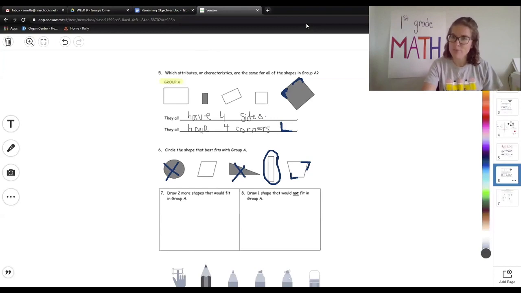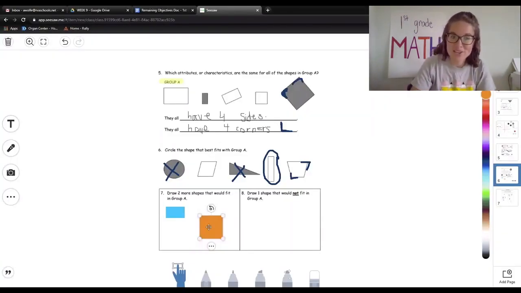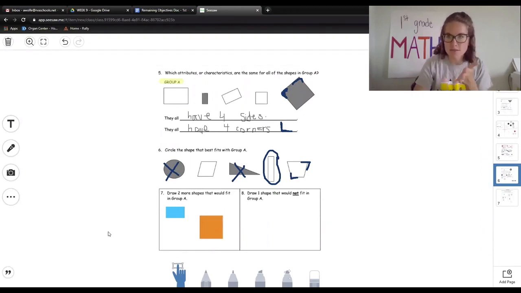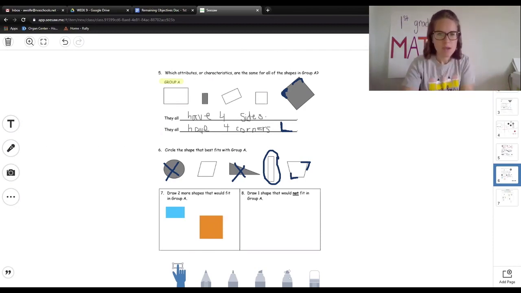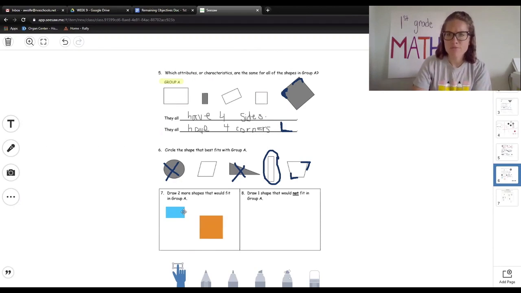Okay, this one says draw 2 more shapes that would fit in group A. So pause the video and draw 2 more shapes on your paper or your whiteboard or in the air that would fit here. Okay, so I actually got these 2 shapes on here. So let's see if they would fit. Okay, this is kind of a rectangle. Here's a square. They have 4 sides and 4 corners that are like this, remember? Those square corners. Now they're yellow and blue. Does that matter? No, because we didn't sort by color, so that doesn't matter.